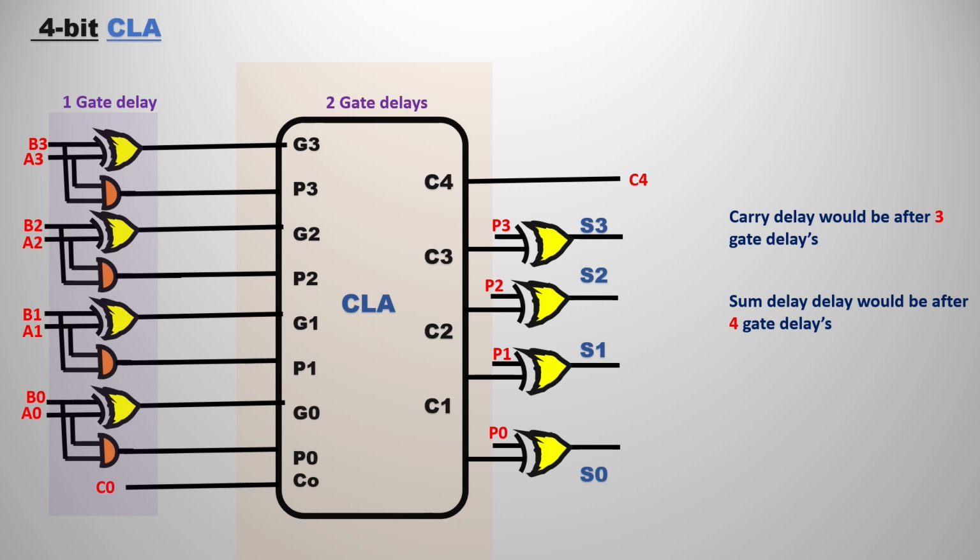In between, I simply represented a block operator, and you can see that it has 2 gate delays. So you can observe clearly that the carry delay would be 3 gate delays, because we pass the inputs through and get the result after 1 gate delay, and again you pass through 2 gate delays. So finally we get the carry after 3 gate delays. The sum is produced after another 1 logic gate delay, so the sum is delayed by 4 logic gate delays. I hope you can understand this.